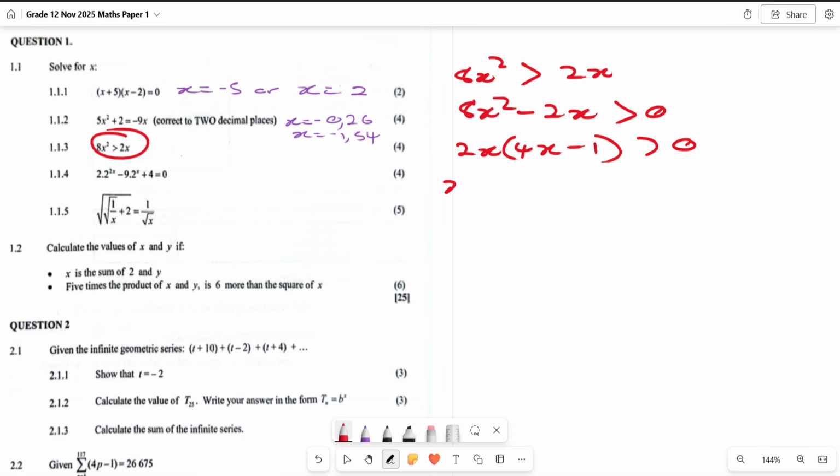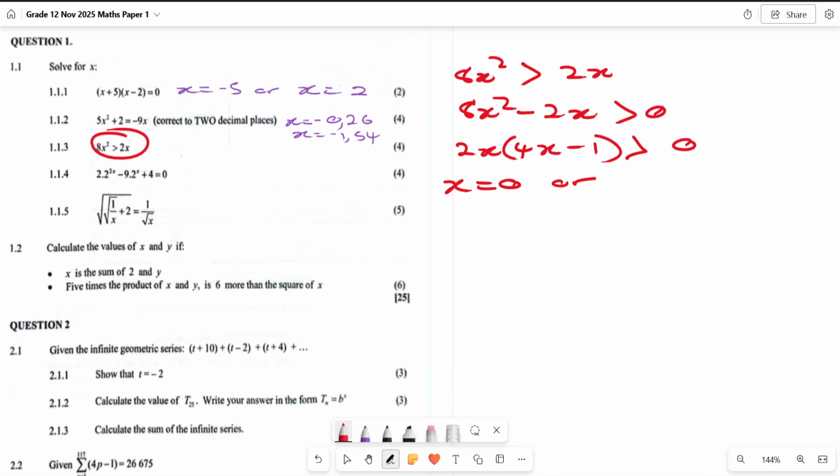Now what we can say is x is equal to 0. Why do we say x is equal to 0? Because we need to make the expression on the left hand side equal to 0.